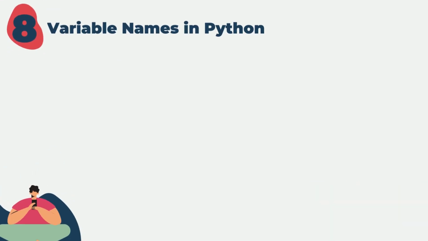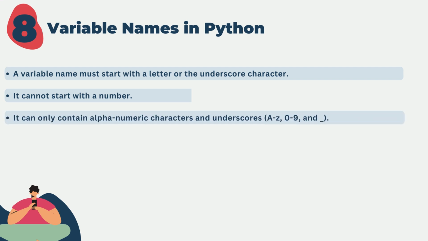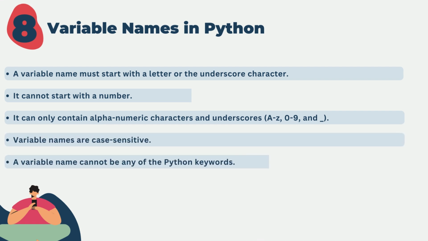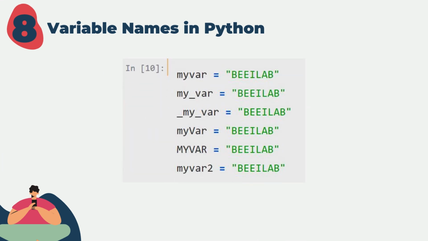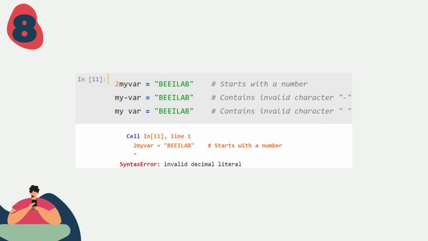Choosing appropriate variable names is crucial for writing clean and understandable code in Python. Here are some rules to keep in mind. A variable name must start with a letter or the underscore character. It cannot start with a number. It can only contain alphanumeric characters and underscores. Variable names are case sensitive. A variable name cannot be any of the Python keywords. Here are examples of valid variable names. Also, avoid using illegal variable names.